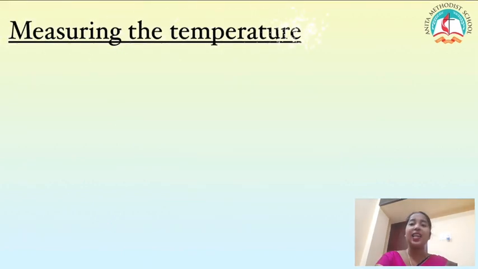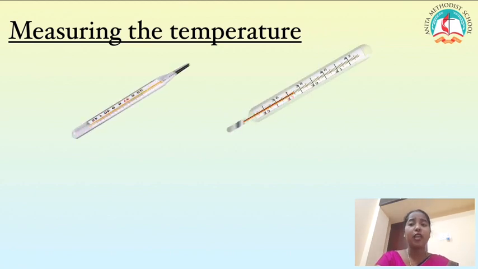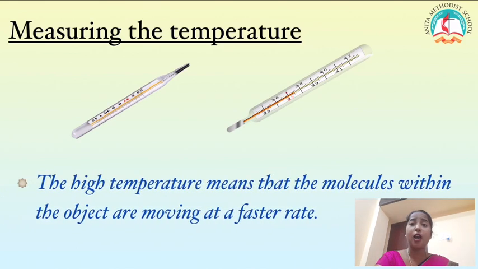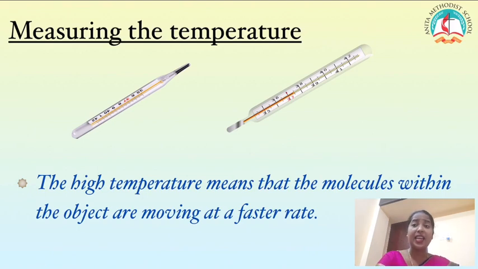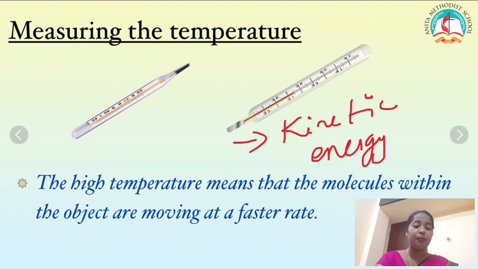Next we are going to see about measuring temperature. Look at this picture. Can you say what it is? Yes, it is a thermometer. The temperature of an object is well approximated by the kinetic energy of the substance. A high temperature means that the molecules within the object are moving at a faster rate. But how to measure it? If you see, molecules in any substance are very small to analyze and calculate their movements.